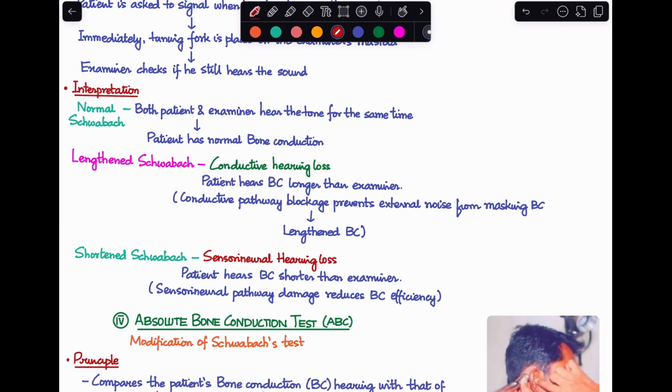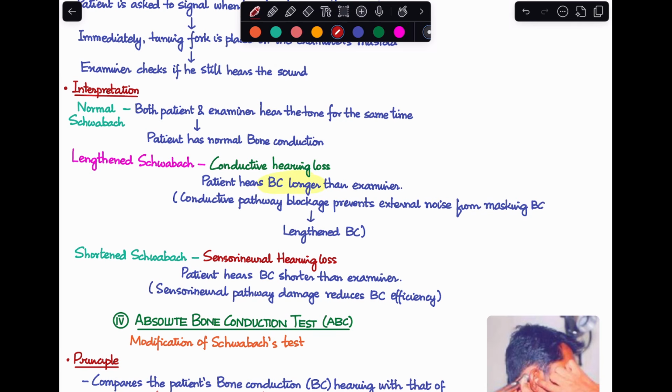So, there can be three different interpretations. One is normal Schwabach, where both the patient and the examiner are able to hear the tone for the same time. That means the patient has normal bone conduction. Second is lengthened Schwabach, which is seen in conductive hearing loss. Here, the patient is able to hear the bone conduction longer than the examiner.